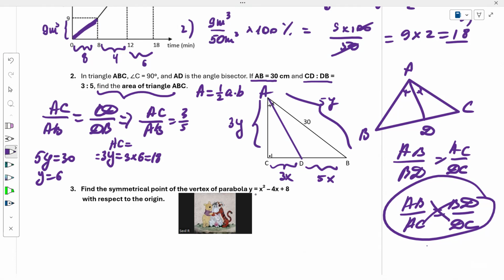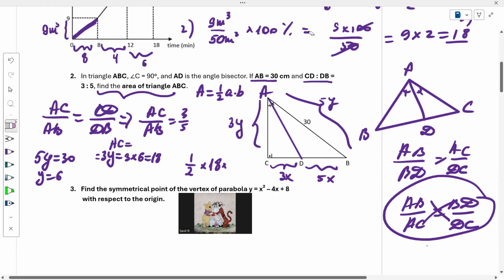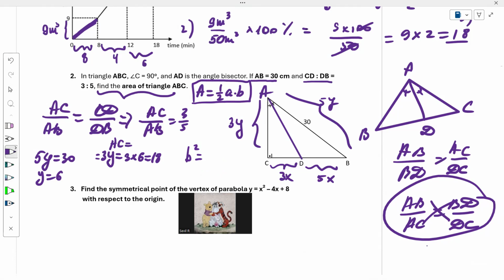Okay, so it's 1/2 A times, it's 18 times the other leg will be. Let's look at it. It's what? Guys, we don't know what x is, but we can find the third part. Okay, let's not hurry up. This is the area formula. To find b, let's write b squared equals square root of c squared minus a squared.